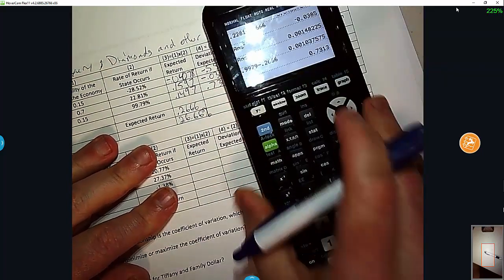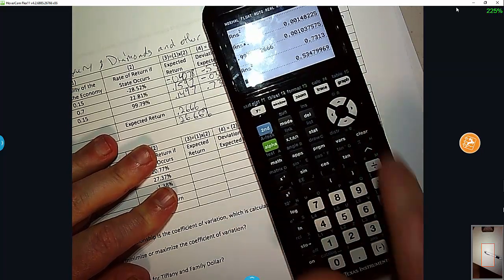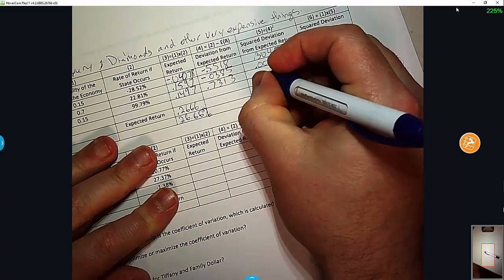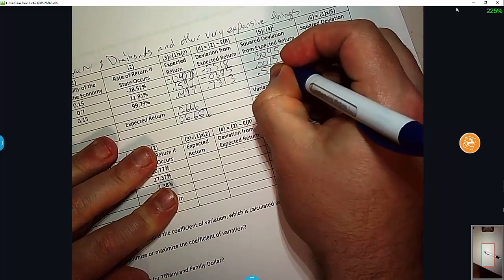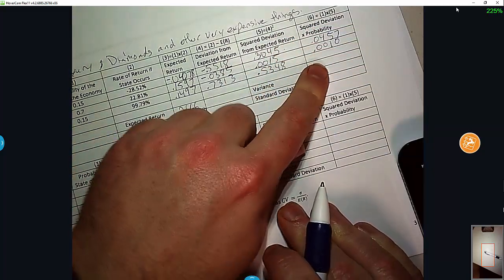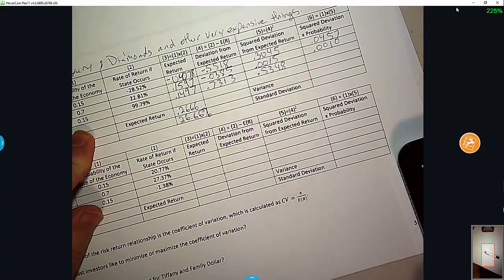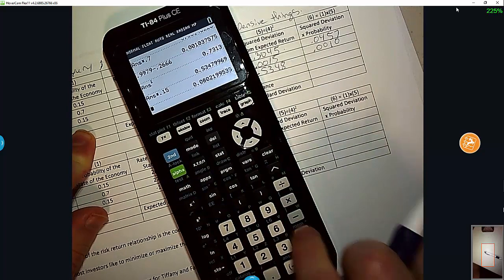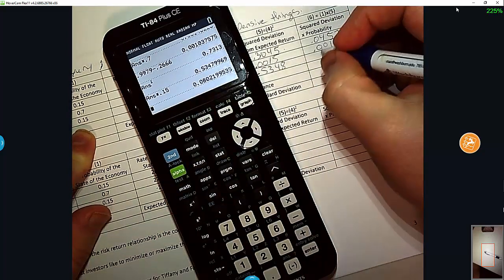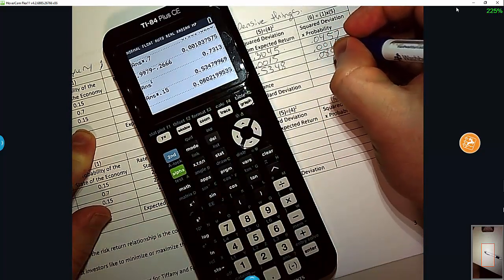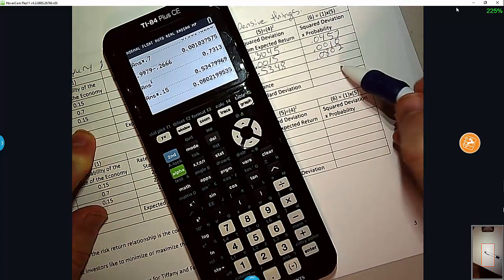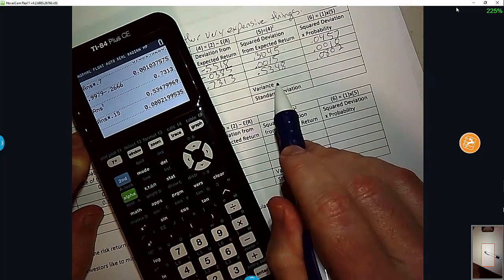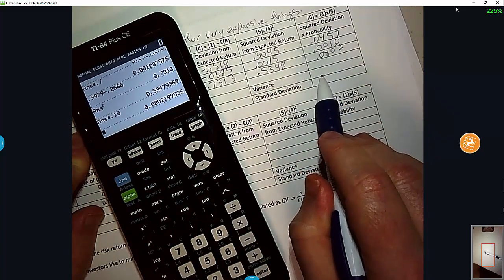I'm going to square that number to give me 0.5348. And then I'm going to multiply that by the probability of 0.15 to give me 0.0802. What I'm going to do now is add all these up. I'm going to find the sum of these, and the sum of these three numbers will be the variance.